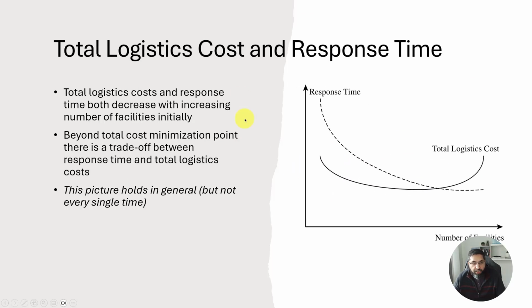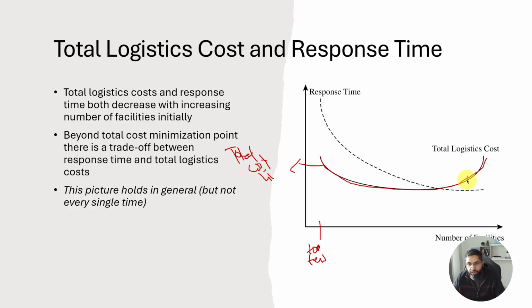So when we combine all of these costs, we get this U-shaped curve for total logistics cost. What it means is if you have too few facilities, your facility cost will be small, and inventory cost would be small, but transportation cost will be very high. So transportation cost will dominate and give you a high total cost.